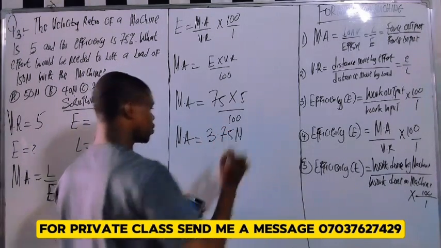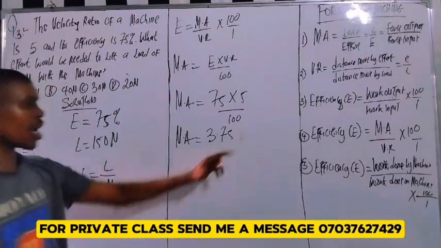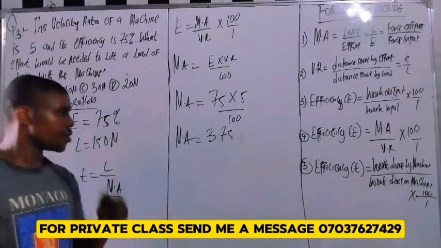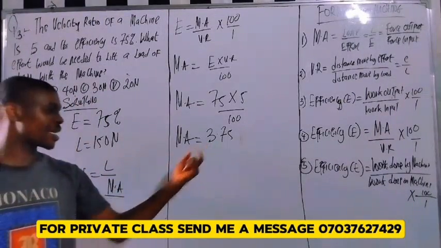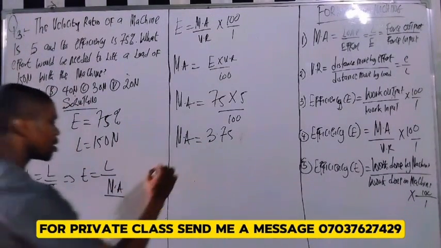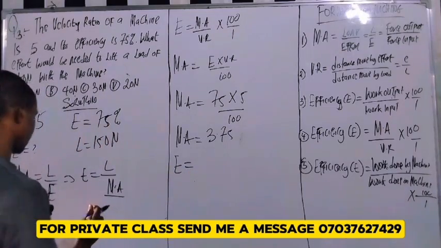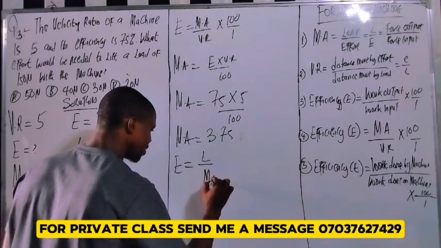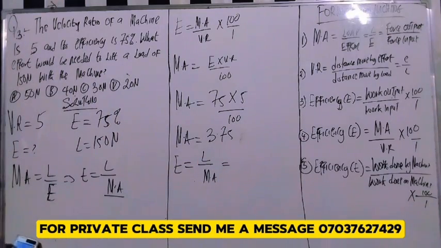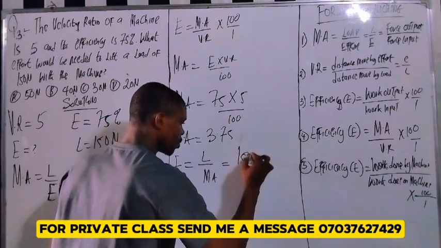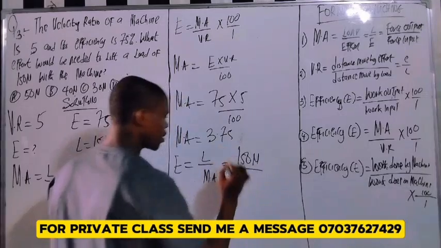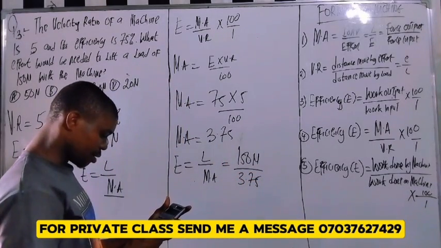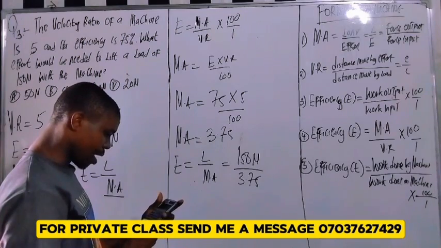It is not in newton. It does not have a unit, right? So from here, because I've got my mechanical advantage, remember, I said that effort equals load over mechanical advantage, right? My load is 150 newton over 3.75. So 150 divided by 3.75, you have 40.